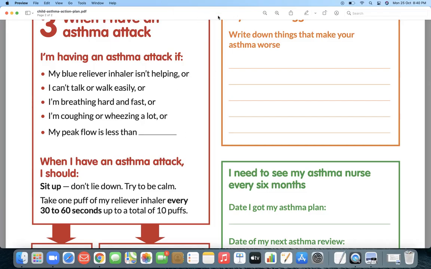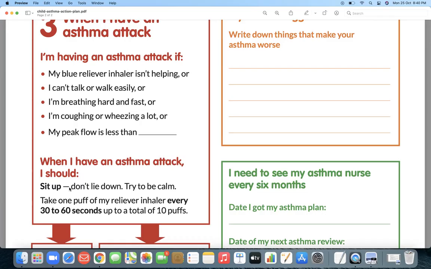Wait, I will tell you. We start from 2 and we can take up to 10. Even for mild and moderate, you will start with 2 up to 10. But for severe, you will give 10 puffs. This is what I'm saying. Mild and moderate will start with 2, but in severe you are giving 10 puffs.